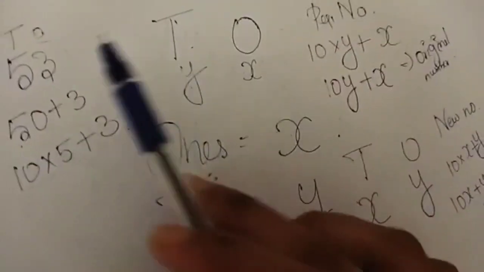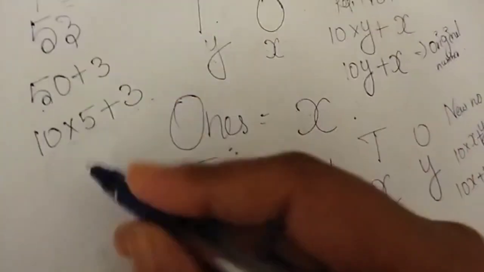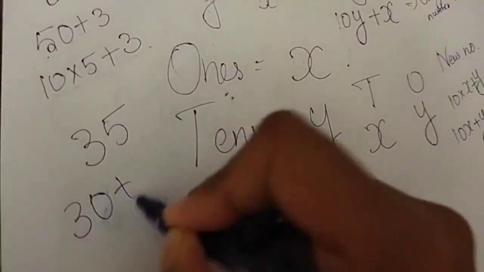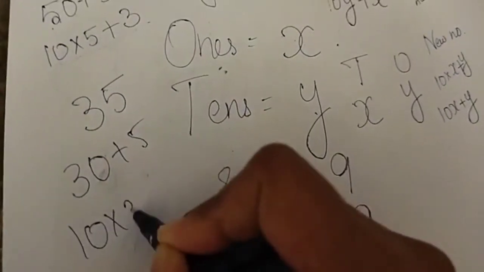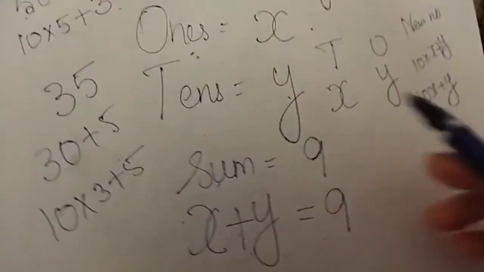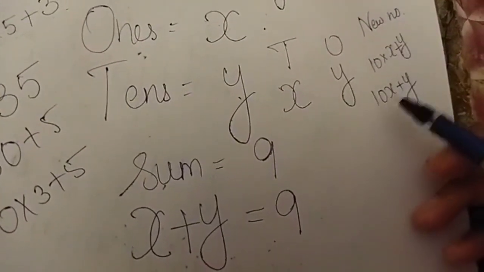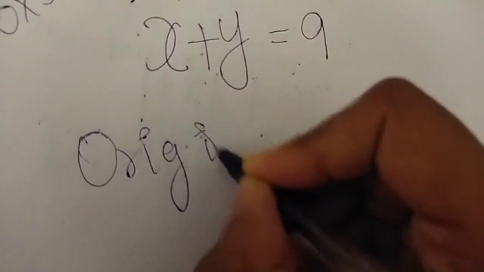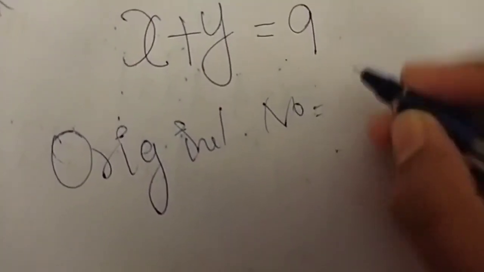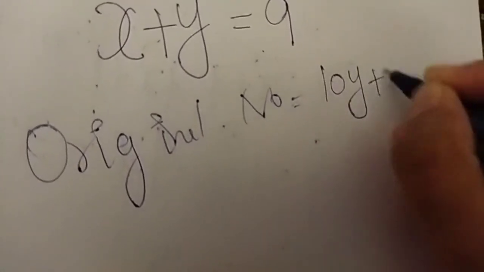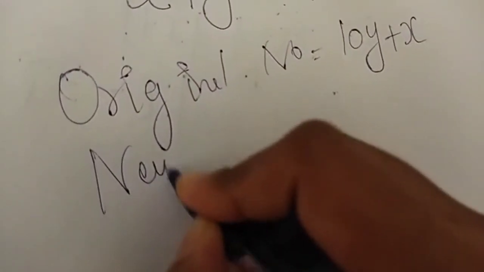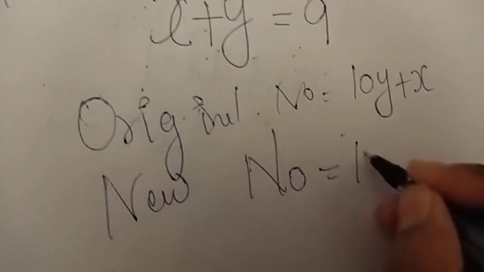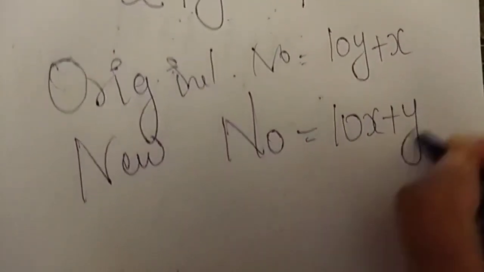Now they are interchanging the digits. For example, 53 interchanging means 35. How can you write it? 30 plus 5, that is 10 into 3 plus 5. In the same way, we have written the new number as 10x plus y. So what is the original number? Original number is equal to 10y plus x. New number formed after interchanging the digits is equal to 10x plus y.